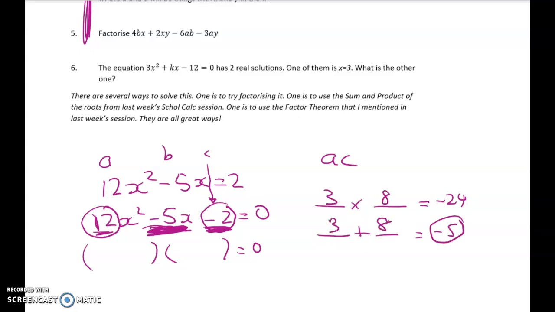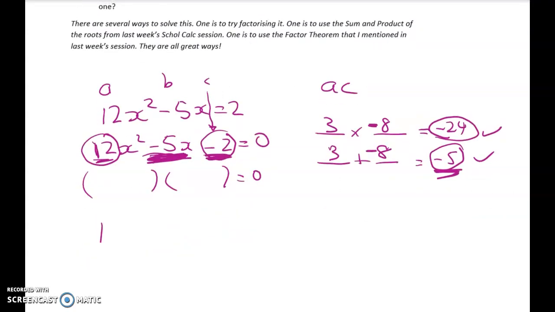So we whack in 3 and 8, and then we decide which one is going to be the negative and which one's going to be the positive, right? Because if they're timesing to give me a negative, one will be negative, one will be positive. So if we make that -8 and that +3, everything works out. What that's telling me to do is to break down that minus 5x as follows. So I get 12x squared, doesn't matter which order you go, minus 8x plus 3x minus 2 equals 0.